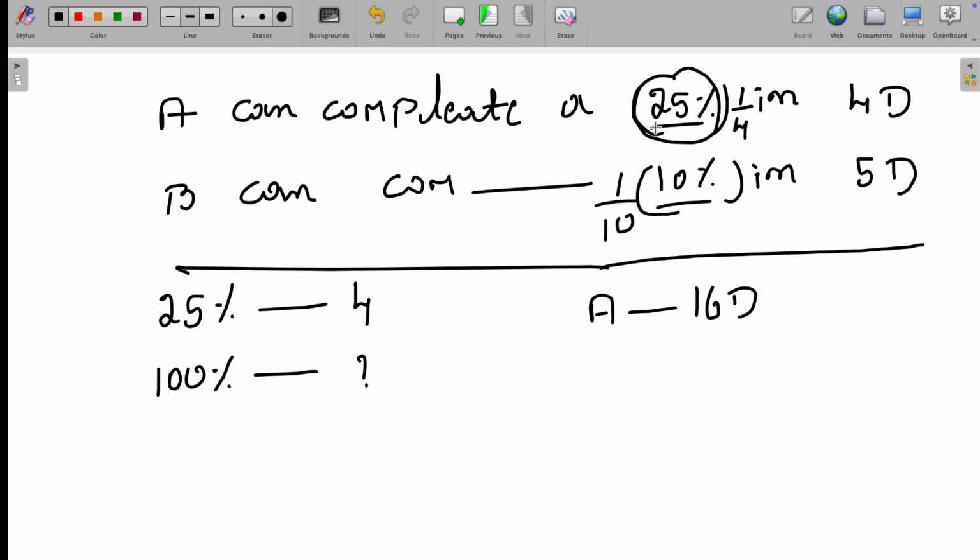Even if they give it in fraction, how to do it? Observe here. If they give a fraction, 1/4.